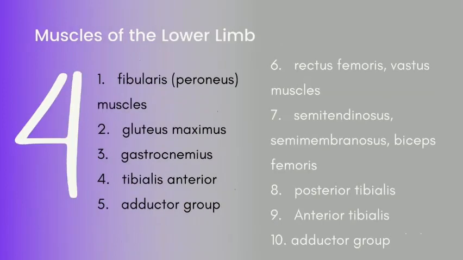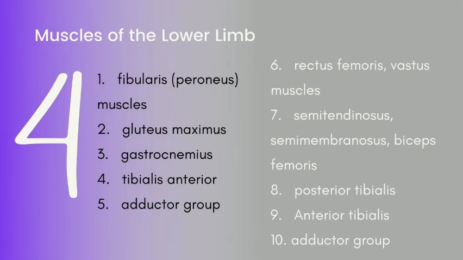So let's move on to muscles of the lower limb. Number 1, lateral compartment muscles that plantar flex and evert the ankle. That is fibularis peroneus muscles. Number 2, forms the buttocks. That is gluteus maximus. It also extends the hip.